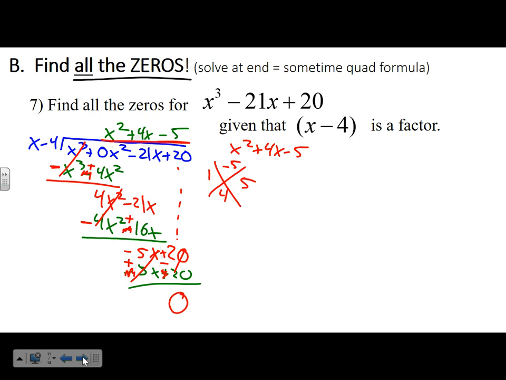That's why I have to check your work. I would have missed that. 1 and 5. And the 5 for this one's positive, the 1 is negative. So now they both multiply to be negative 5. They both add up to be positive 4, so we're good.